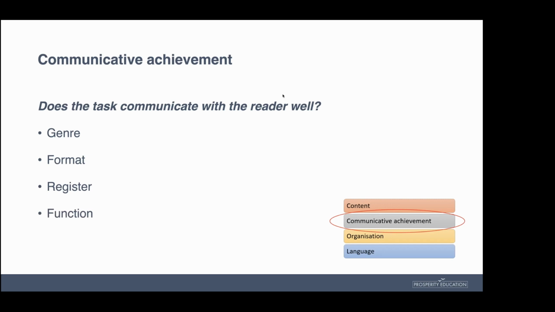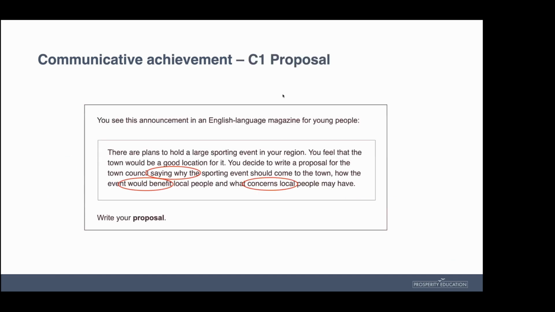Function is important, and this really links to the content. The content will lead students into which functional language they need to use to communicate well with the target reader. We'll have a look at a task now. So we've got a proposal here. This is another one of the C1 task types, and this is the example from the Masterclass book.